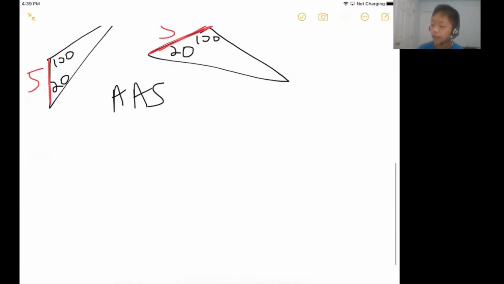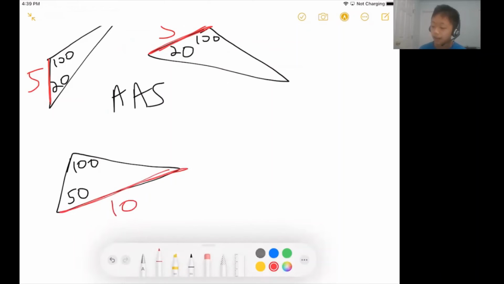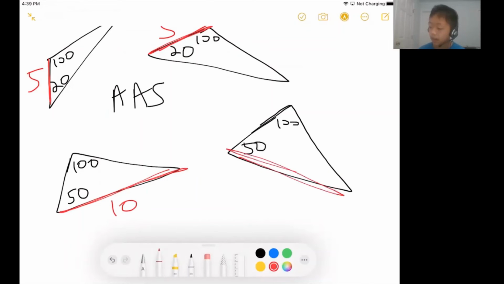So for example, if we had a triangle that looks like this, and let's say we knew it had a 100-degree angle and a 50-degree angle, and let's say the side was not between the two angles. Let's say the side was here, has length 10, and you have another triangle that also has a 100-degree angle, a 50-degree angle, and a side of length 10. Even though the 10 in this case is not between the two angles, we can still conclude by AAS congruence that the two triangles are congruent.